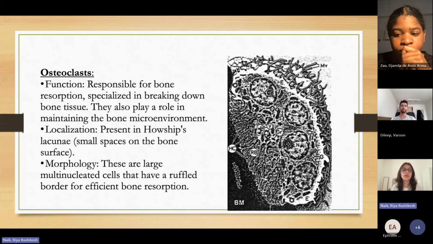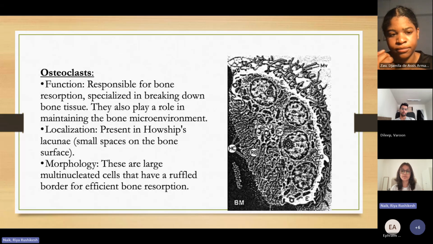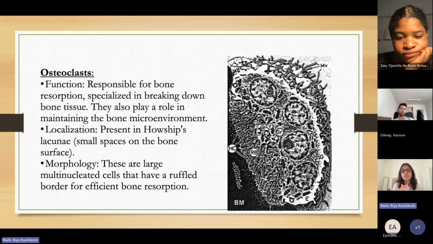Now, osteoclasts. Whenever you see the word clast, it means that they help in breaking down a particular structure. Osteoclasts are responsible for bone resorption, and they break down the bone tissue when it's required. They are present in the Howship's lacunae, which are small spaces found on the bone surface, and they are only present when the bone is going through resorption. These cells are multinucleated and pretty large, and they have an irregular border because it makes the process of bone resorption way faster.